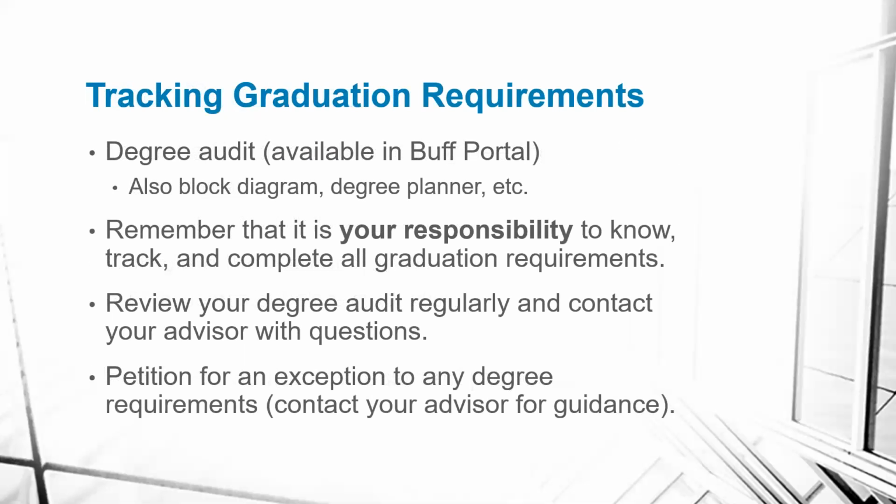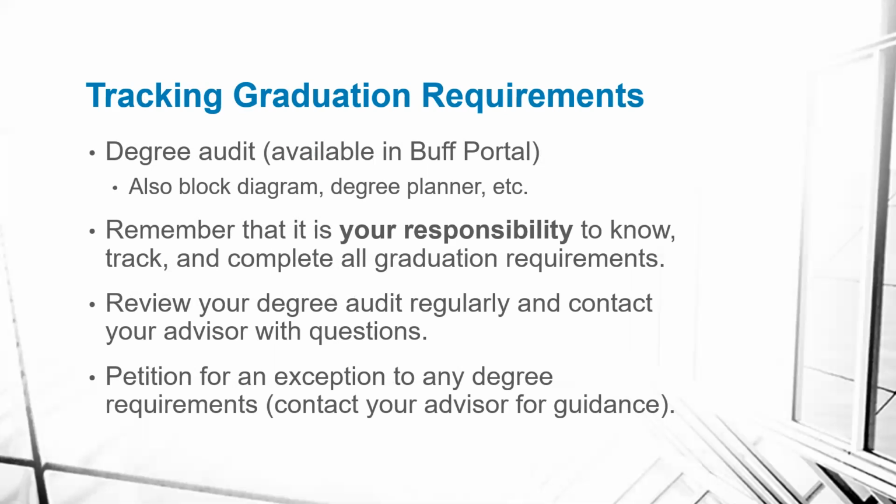The best place to track your graduation requirements is your online degree audit, which is available through the Buff portal. Your online degree audit shows all of your graduation requirements in one place. So you can see your MAPS deficiencies, all of the courses required for your degree, your cumulative GPA, your major GPA, and your FE requirement. It is your responsibility to know and make sure that you are completing all graduation requirements. Your academic advisor is here to help you, but we are not responsible for your education.